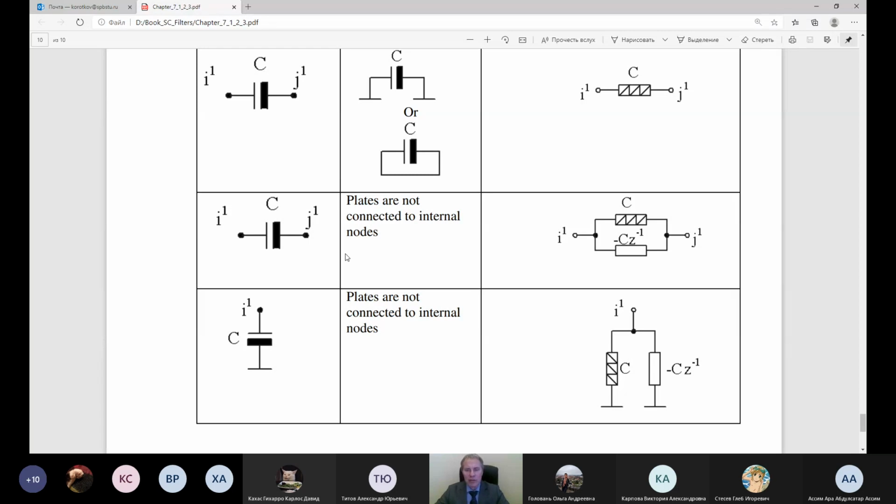So look, there is one serious difference between the previous results and this one. It is possible to demonstrate that in these cases, when on the second phase the plates are not connected to internal nodes, the time delay will be equal to z^-1 instead of a half of it, you see?